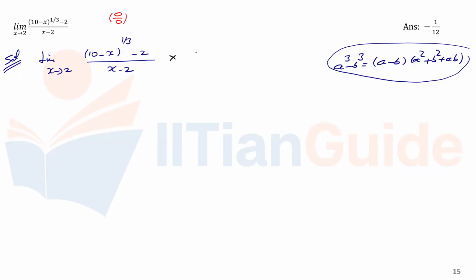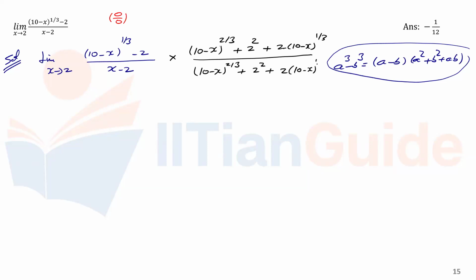I'm multiplying and dividing with a square, that is (10 minus x) power 2 by 3, plus b square, that is 2 square or 4 we can write, plus ab, that is the product of both terms, 2 times (10 minus x) power 1 by 3. I can write this way, and I will divide with the same term. No need to worry. Whatever the term that I have used for multiplication and division, it is not 0. It is not 0 by 0. And this will be my answer.